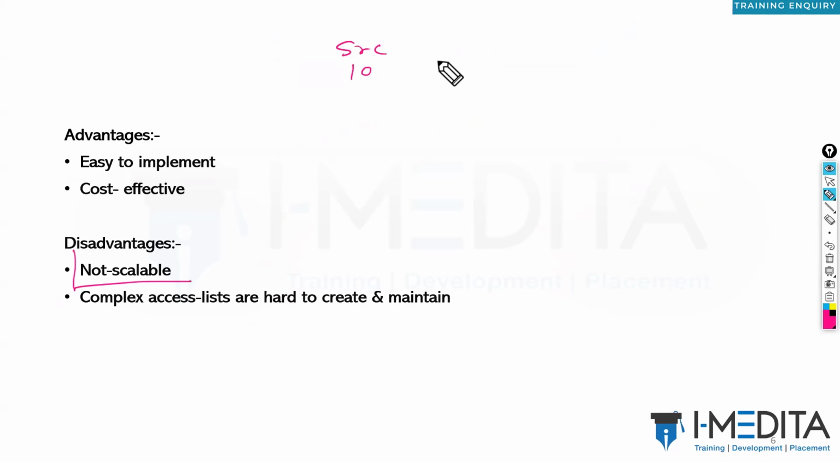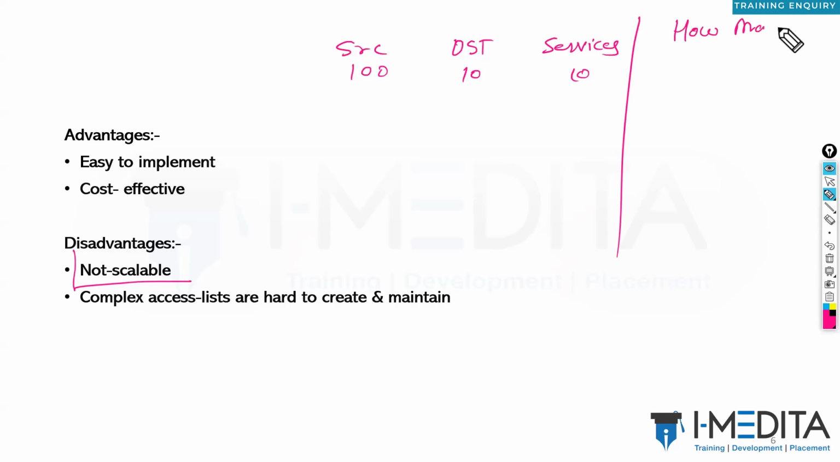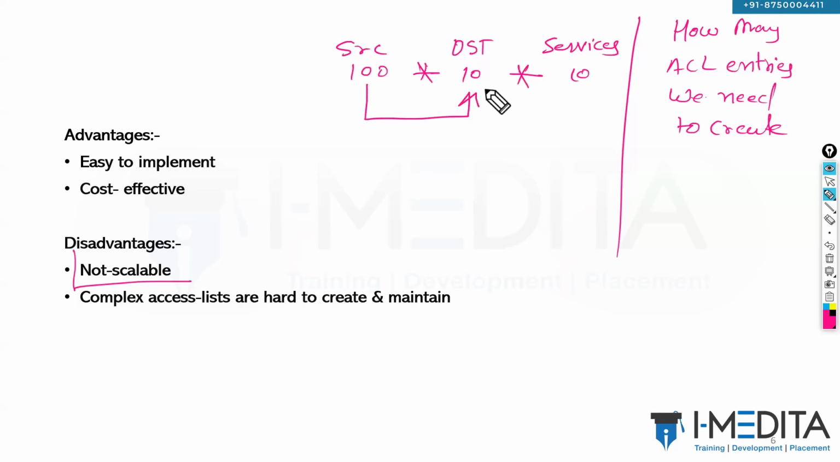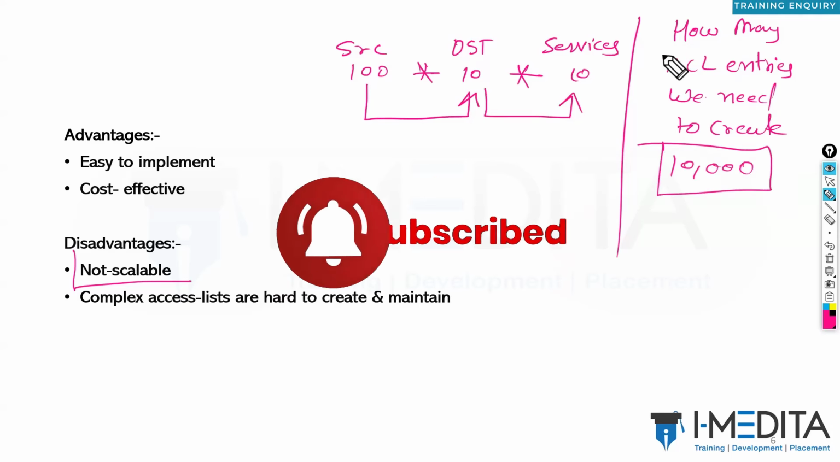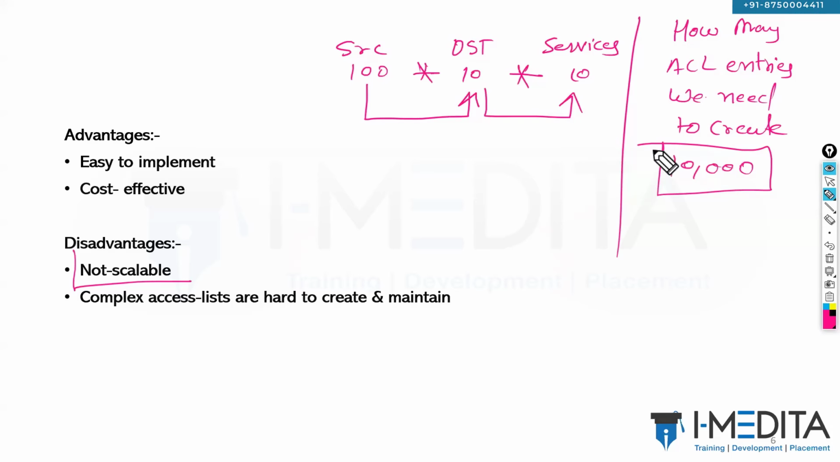If we have, say, 100 sources, 10 destinations and 10 services, now we want to know how many ACL entries we need to create. The formula is to multiply source with destination, then multiply with services. 100 multiplied by 10 is 1,000, and 1,000 multiplied by 10 gives 10,000. So if we need to create ACL for 100 sources, 10 destinations, 10 services, we need to create 10,000 entries. The job of creating 10,000 entries is not an easy job, so we can say it is not scalable.